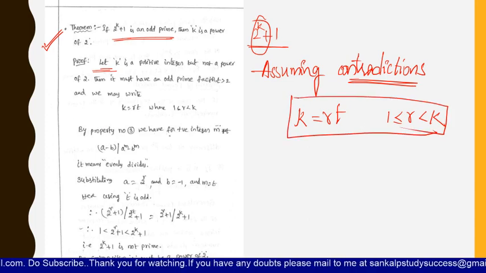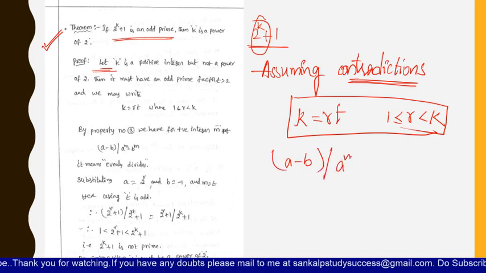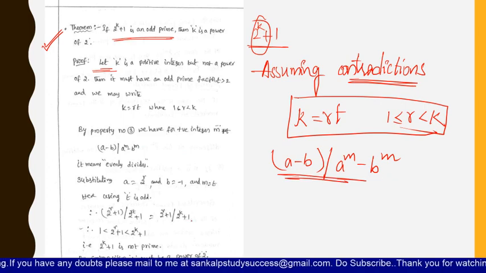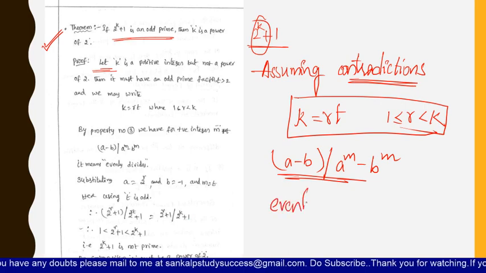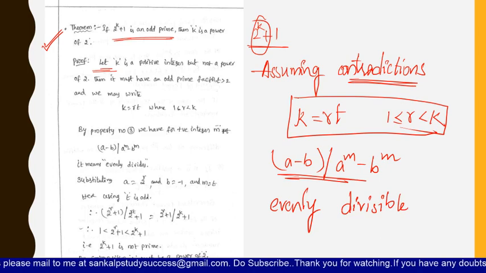So by property number 3, we can say that a minus b divides a power m minus b power m. It is according to our property number 3. That means it is evenly divisible. That means a minus b will divide a power m minus b power m, right? Because we can write it in the form of a minus b and again something one more term. So it is evenly divisible.